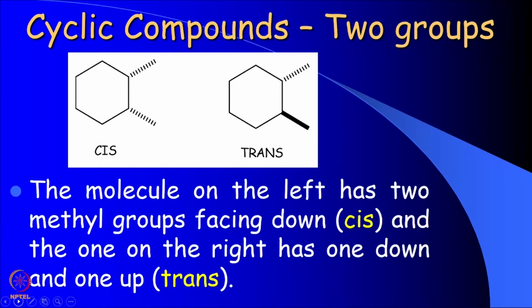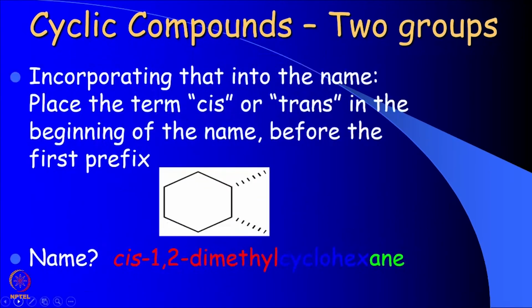So, when we try to draw that in a two-dimensional projection using wedge and dash formula, this type of wedge and this type of dash identifies that this is a trans molecule. When you have such a molecule, you write down the name as 1,2-dimethylcyclohexane, and when we see that the two groups are on the same side, we add a small term, cis, as a prefix, which is cis-1,2-dimethylcyclohexane.